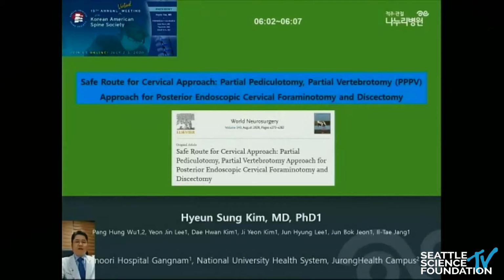Today, my presentation title is a safe route for cervical approach, partial pediculotomy and partial vertebrotomy approach for posterior endoscopic cervical foraminotomy and discectomy. This paper was already published in World Neurosurgery Journal.